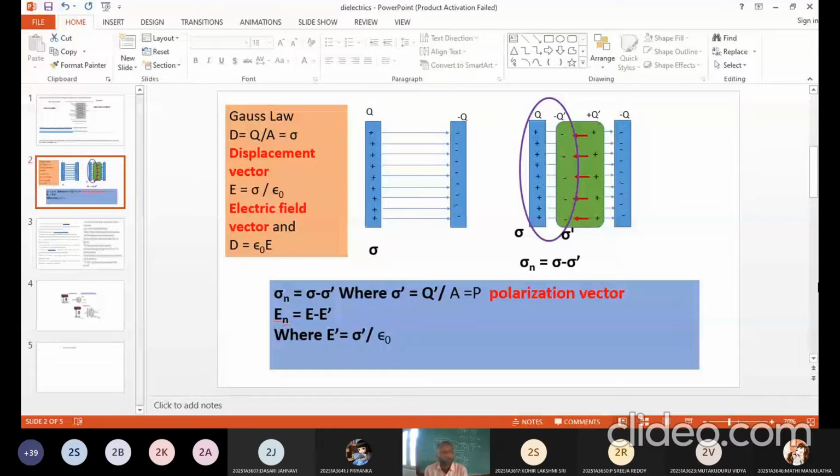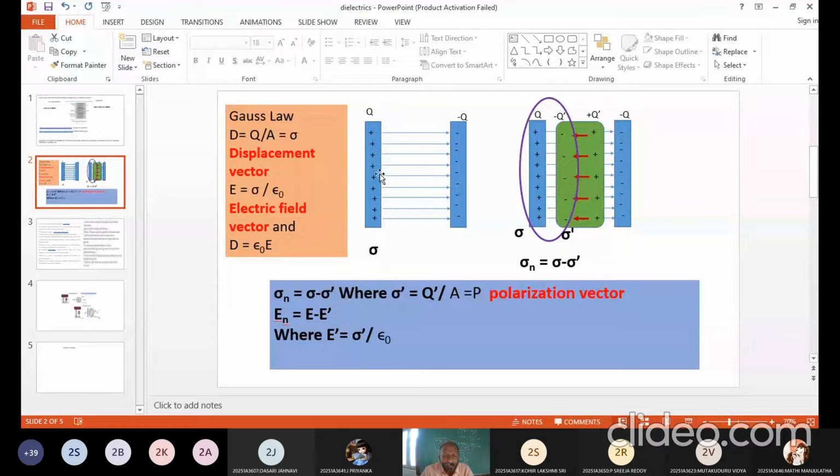Anyway, Gauss law says that charge density is nothing but q by A, and that is nothing but your displacement vector. Keep that as well. I'll explain it later. Now come to this place.